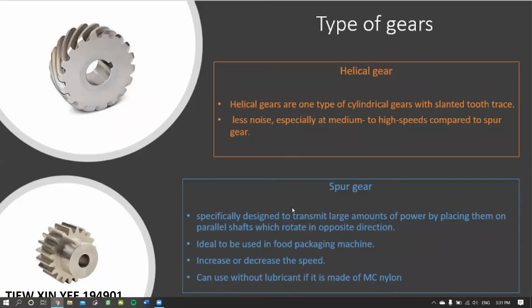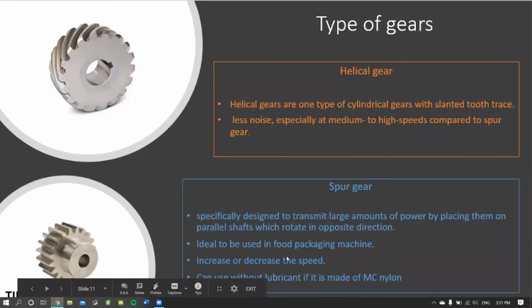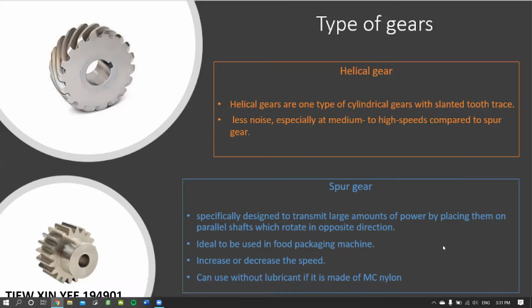So the second gear is spur gear. It is specifically designed to transmit large amounts of power by placing them on parallel shafts which rotate in opposite direction. It is ideally used in food packaging machine. It can also increase or decrease the speed, and it can be used without lubricant if it is made of MC nylon.